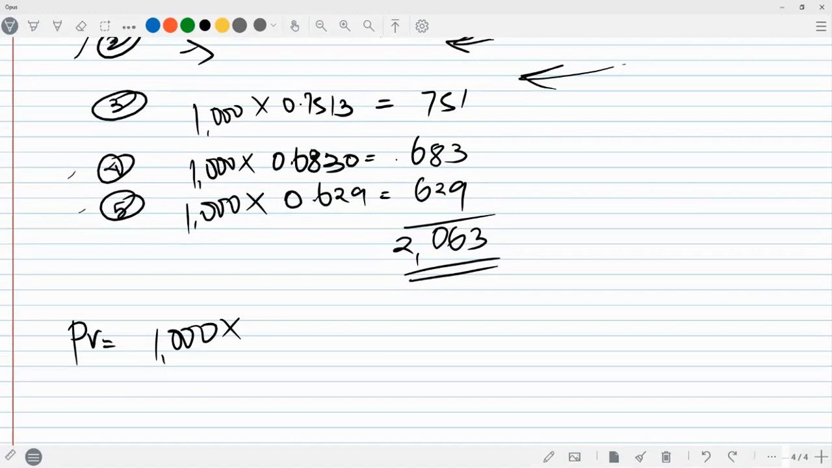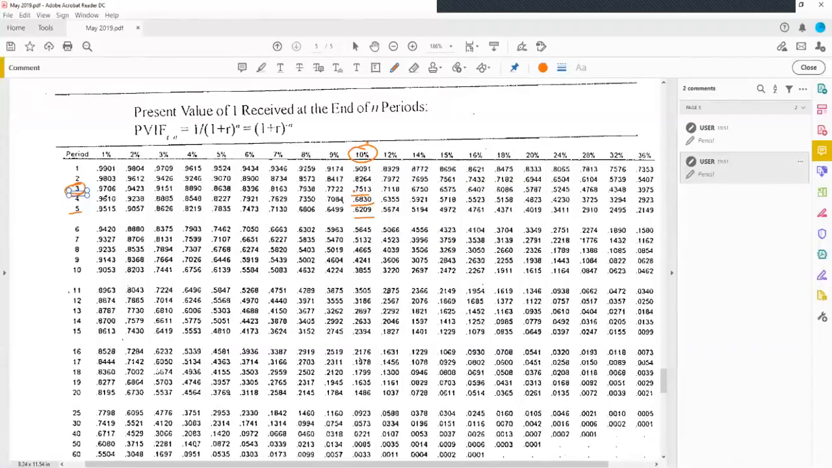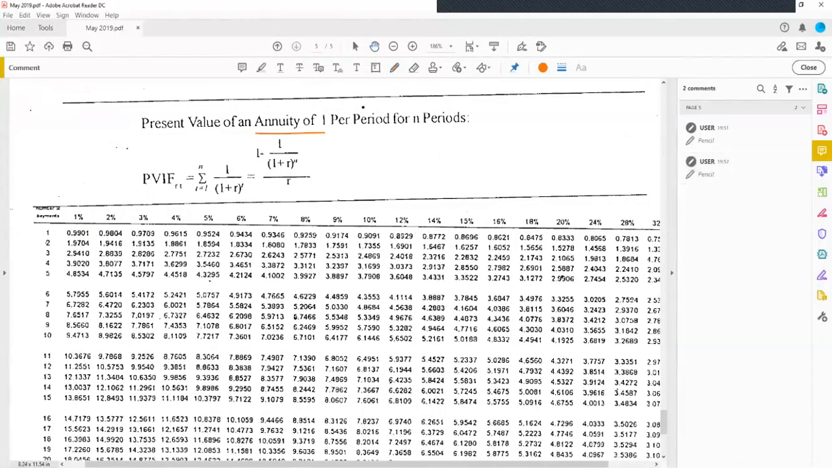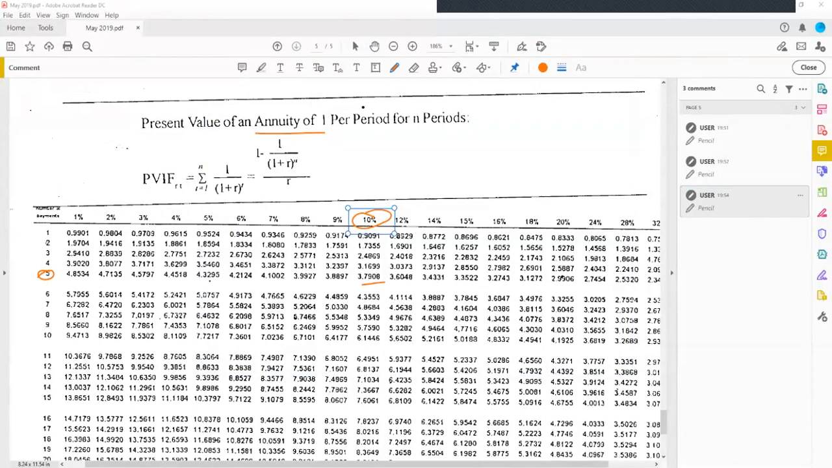Let me go back to the tables and show you how to use them again. But now I want to discount as an annuity, so I use the second table, where they have annuity. So 10%, 5 years: where the two intersect, 3.7908. I want to discount as an annuity, assuming that I get this 1,000 for the entire 5 years. So it'll be 1,000 times the factor, 3.7908.